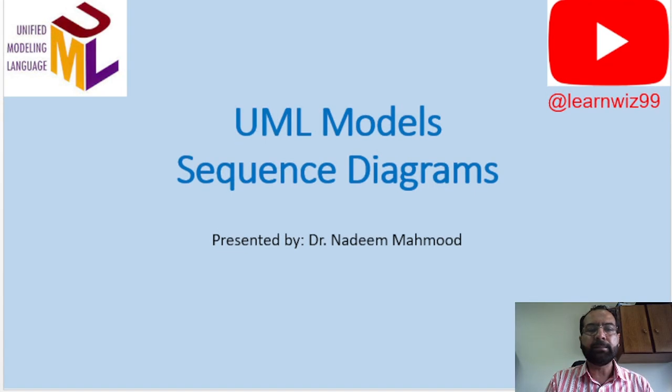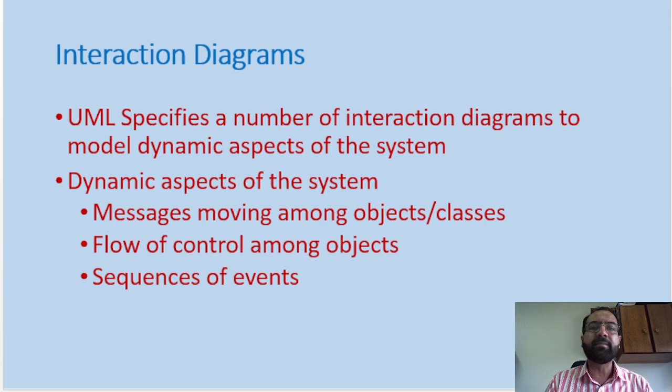So we start our discussion regarding sequence diagrams with just a little introduction about the interaction diagram. UML specifies a number of interaction diagrams to model dynamic aspects of the system. One important thing to understand is that this model captures the dynamic behavior of the system, because it involves communication among the objects, and whenever we talk about communication, we're talking about object interactions in terms of message passing.